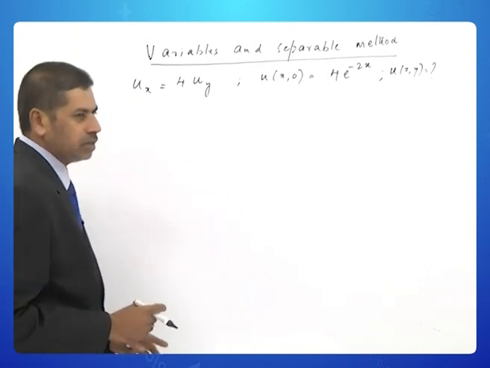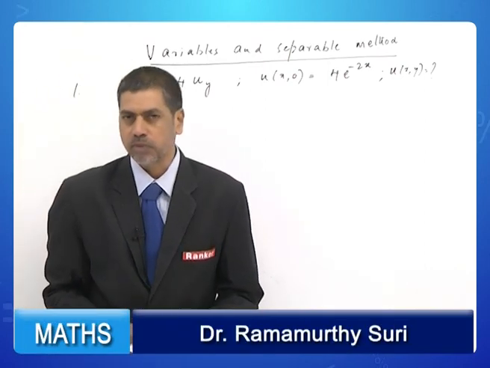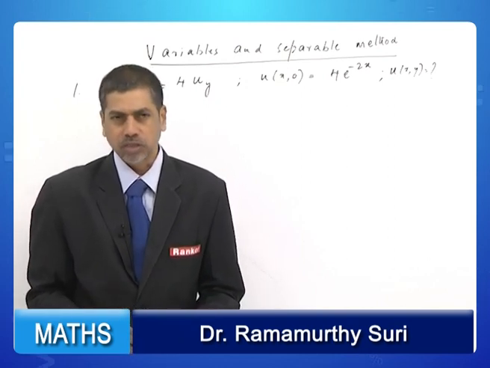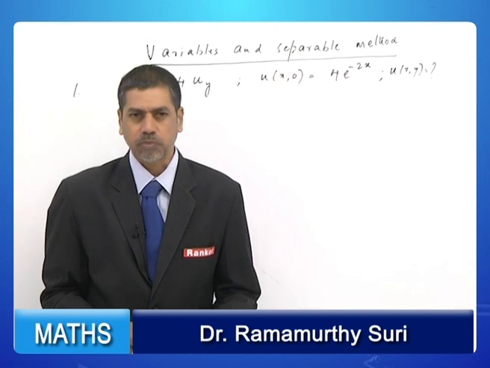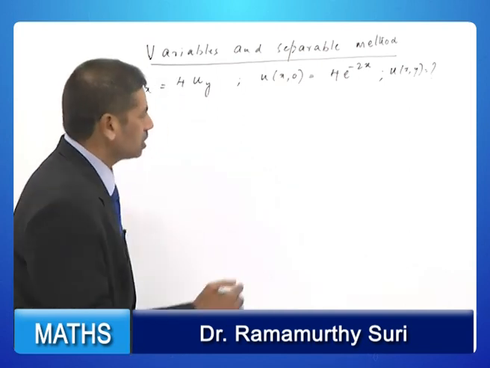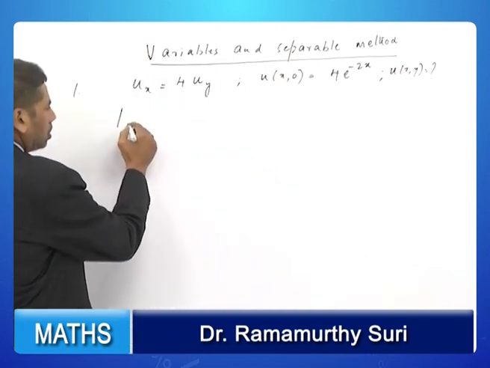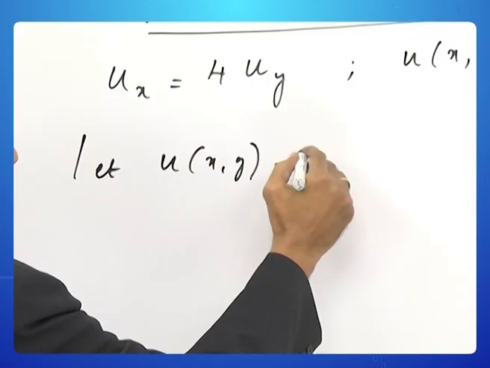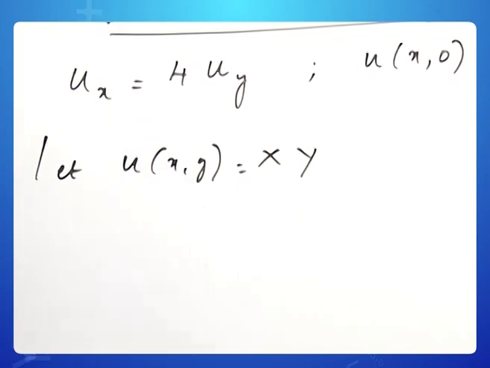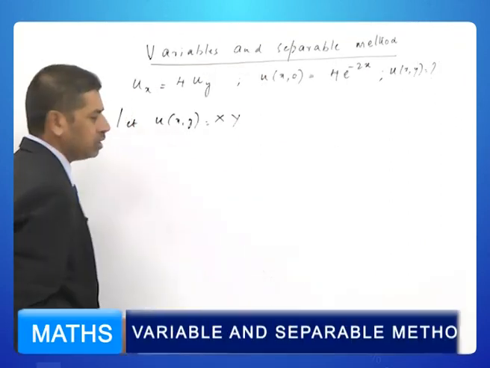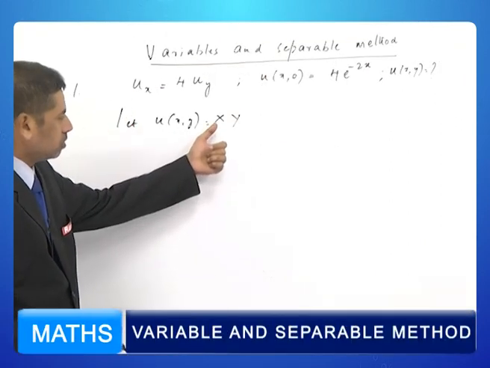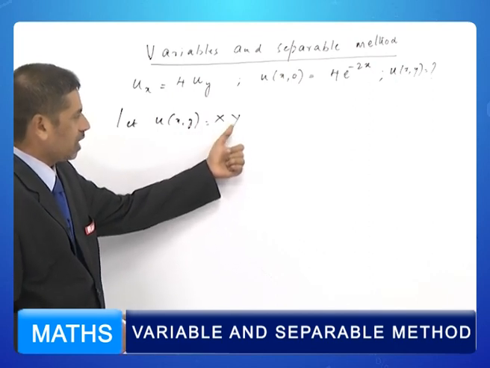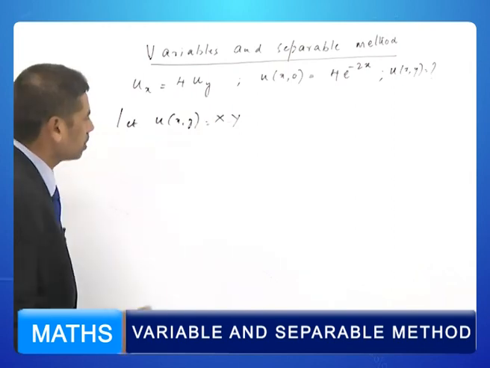Now the idea behind the variables and separable method is that a PDE can be reduced to a system of ordinary differential equations which are much easier to solve. So let us see this problem. You assume the form of the solution to be u(x, y) is equal to capital X capital Y, where capital X is only a function of small x, capital Y is only a function of small y, hence the name separable method.